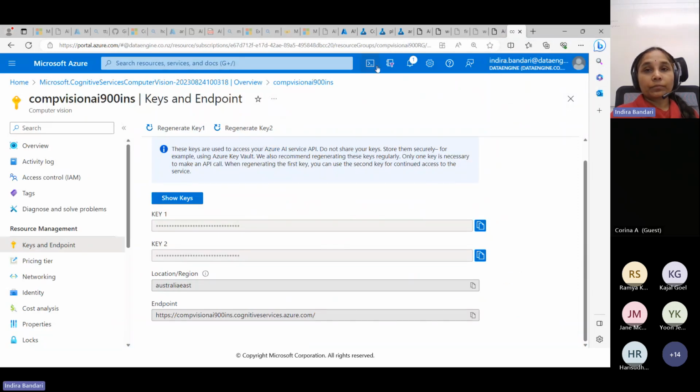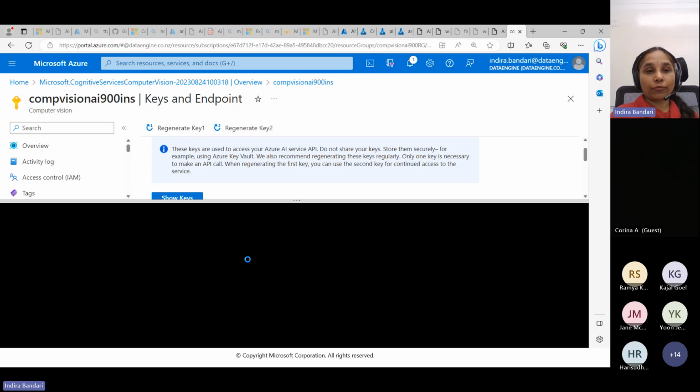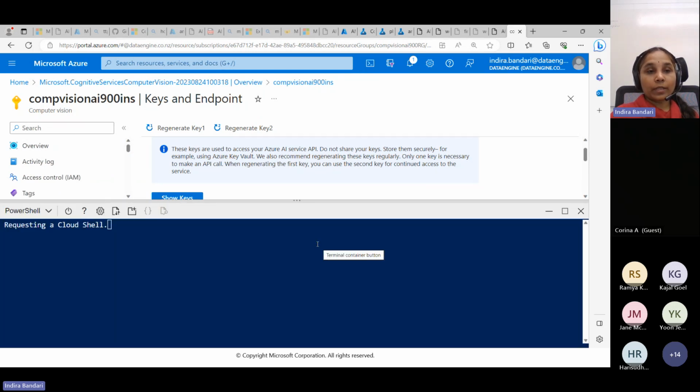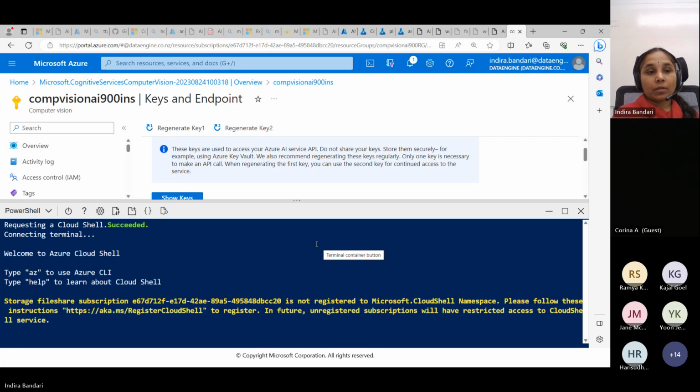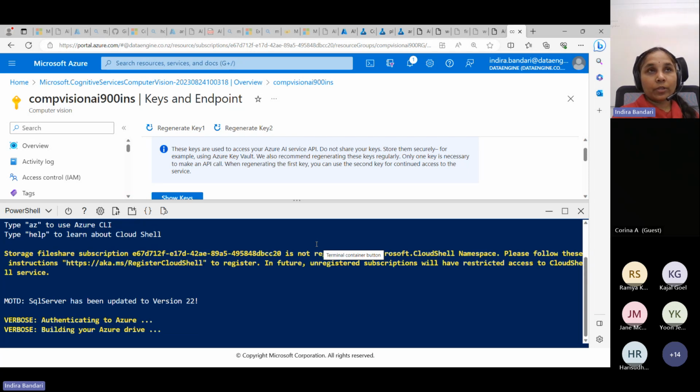Yeah, it's the arrow that is there at the top ribbon. So click on that and then you will get a terminal sort of thing. So it's going to connect and gives us the prompt.